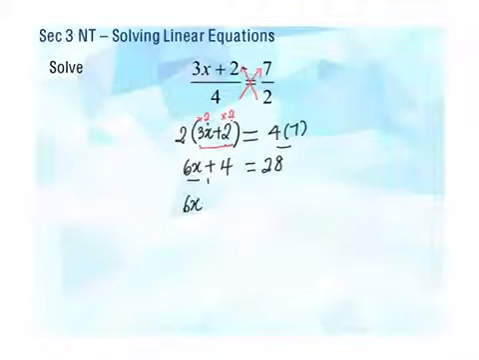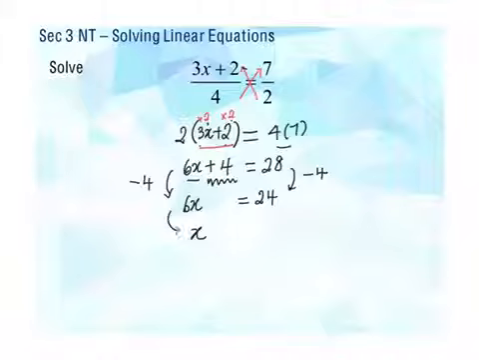But I need to get rid of plus 4. How do I get rid of plus 4? I minus 4. So in this case, we will have 28 minus 4. That gives us 24. Now 6 units of x is 24. How do we get 1 unit of x? We need to divide by 6. And that gives us 24 divided by 6 will give me 4.